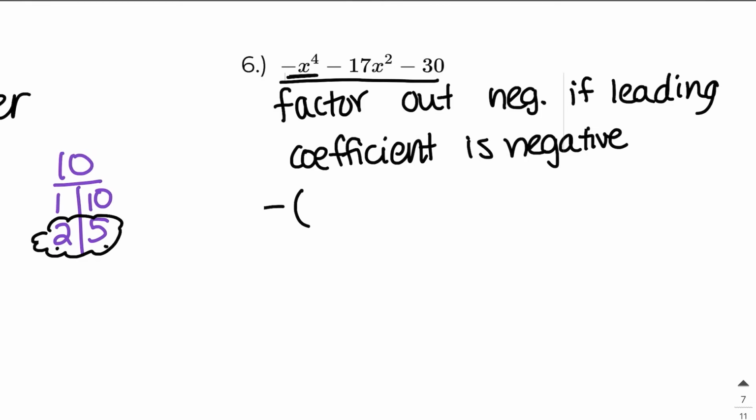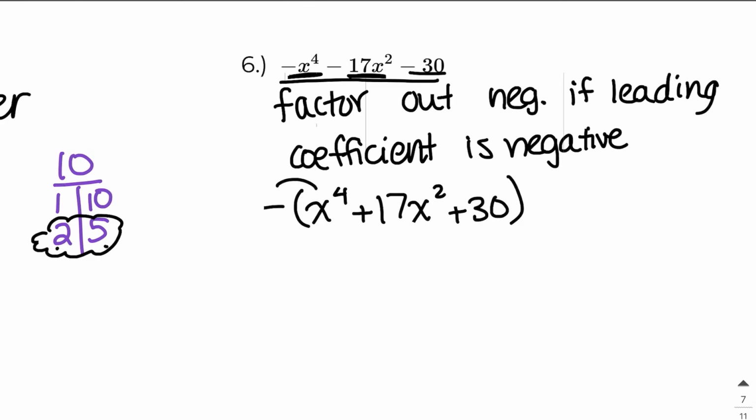So when I factor it out of negative x to the power of 4, I get positive x to the power of 4. When I factor it out of negative 17x squared, I get positive 17x squared. Factored out of negative 30, I get positive 30. And if you notice here, if I distribute the negative through here, all of these values will turn into negatives, which will match what we have up here.